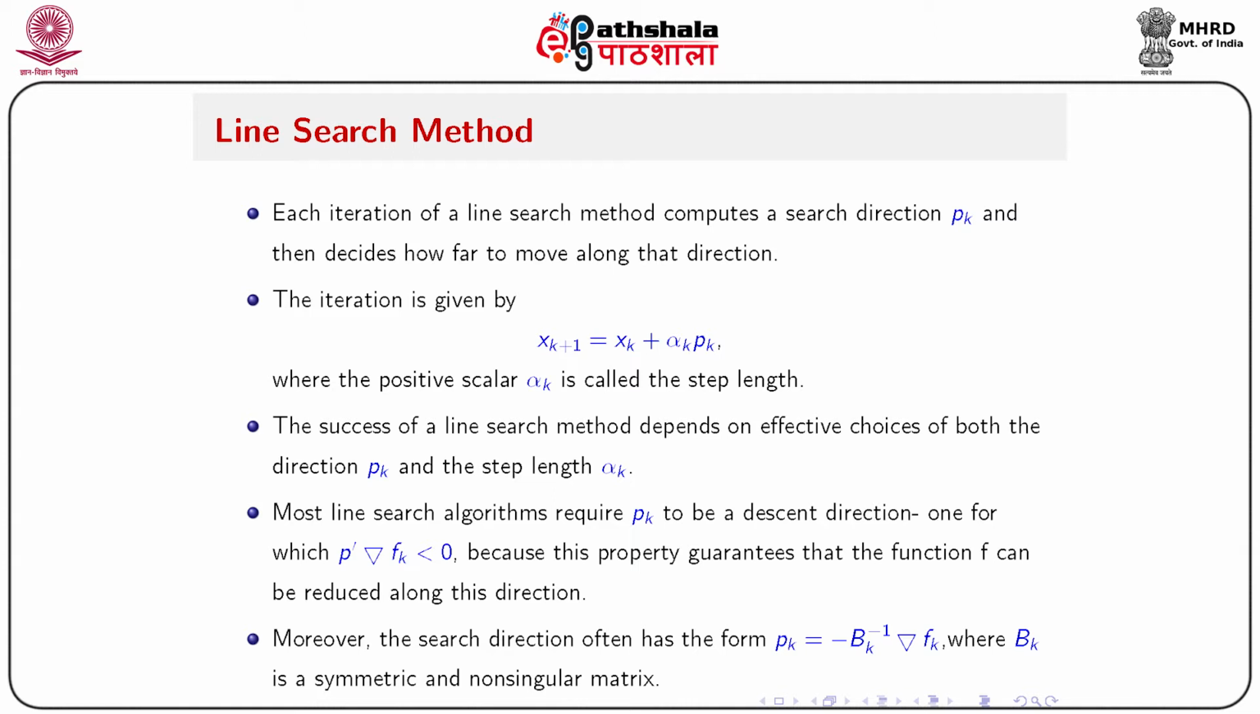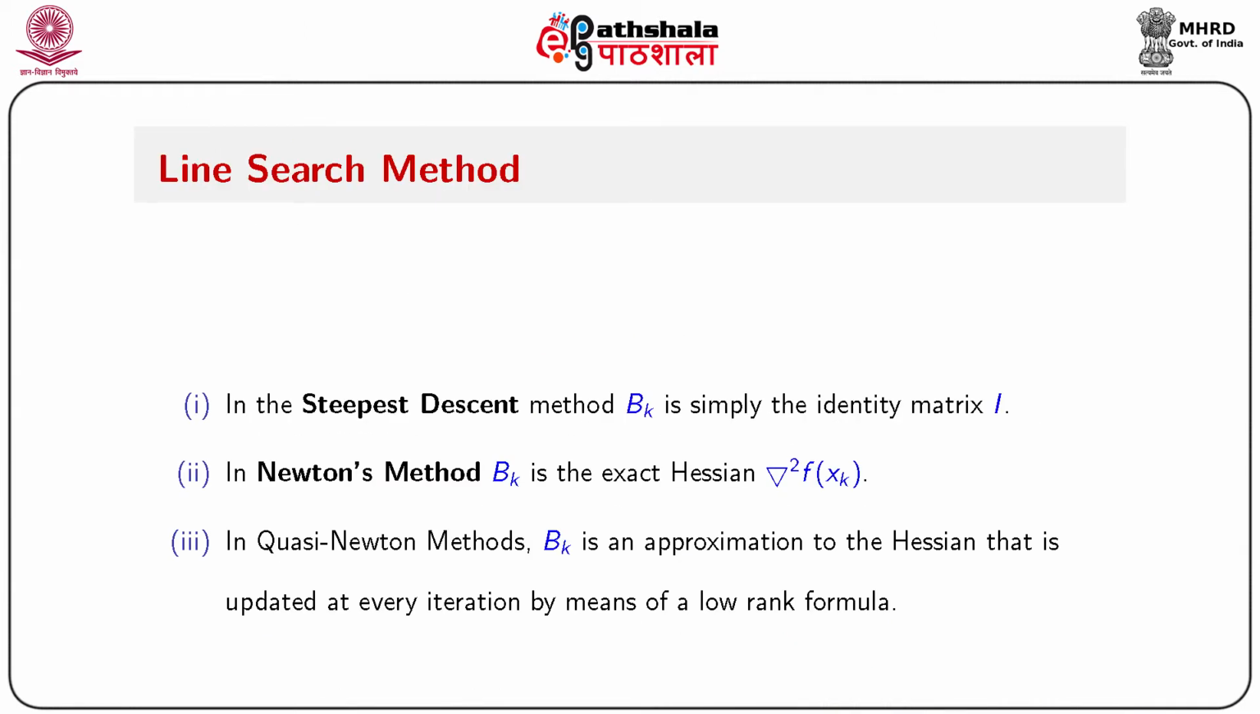Moreover, the search direction often has the form pk equals minus Bk inverse times the gradient of fk, where Bk is a symmetric and non-singular matrix. The more common line search methods are steepest descent, Newton's method, and quasi-Newton methods. In the steepest descent method, Bk is simply the identity matrix I. In Newton's method, Bk is exactly the Hessian, the second derivative of f at xk, and in the quasi-Newton method, Bk is an approximation to the Hessian that is updated at every iteration by means of a low-rank formula.